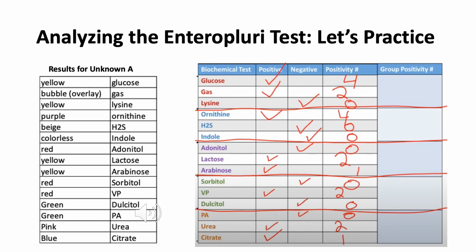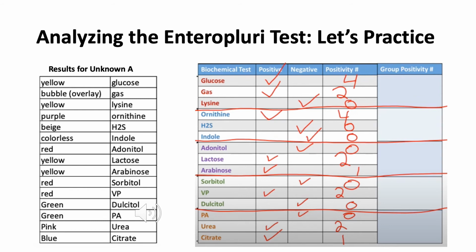Next, you assign each test its positivity number. Remember that all negative tests are 0. So if you want, you can go through all the negative ones first. All the ones that you checked negative, write a 0 in the positivity number. Then go back to the top, and glucose was positive. Remember, the first test in a group, if it's positive, gets a 4. So glucose gets a 4. Gas is the second test, and it was positive. A second test in a group, if it's positive, gets a 2.